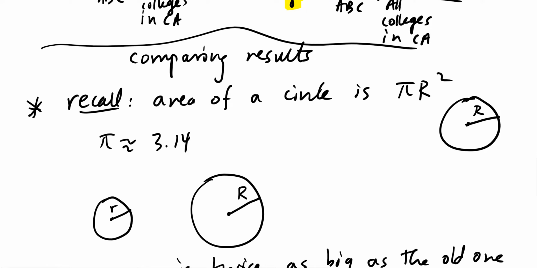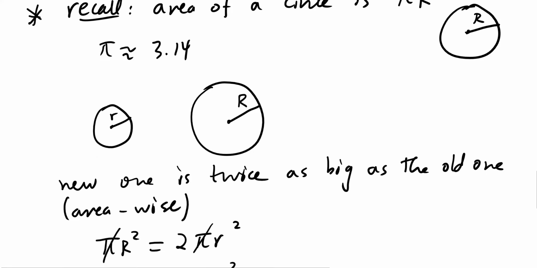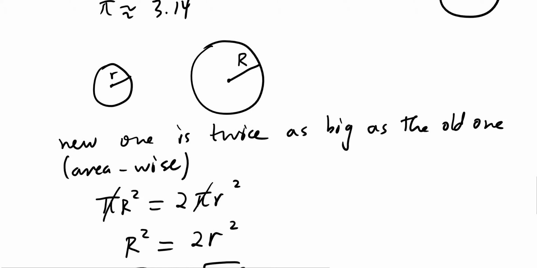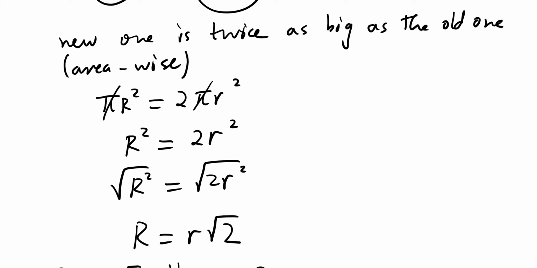Now if we have two circles like this, the first small one has radius small r and the other one is capital R, and they would tell you in the problem that the new one is twice as big as the old one area wise. Then this means the area of the bigger circle, which is pi capital R squared, is 2 pi small r squared. You can cancel the pi's by dividing by pi. That will give capital R squared is 2 small r squared. And then we can take the square root of both sides to solve for capital R. You can take the small r out. That will leave square root of 2 inside.